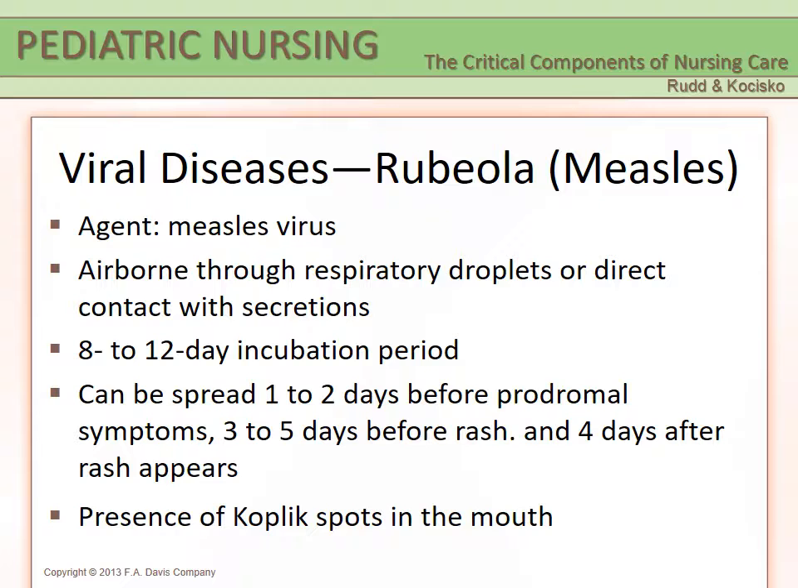The rash itself will be a brownish red macular rash. It starts at the hairline and then spreads downward over the body. Another hallmark sign of measles are red, watery eyes. So if you see red, watery eyes and Koplik spots, you can guarantee that you probably have a measles case on your hands. Nursing interventions for this is just look for any type of complications.